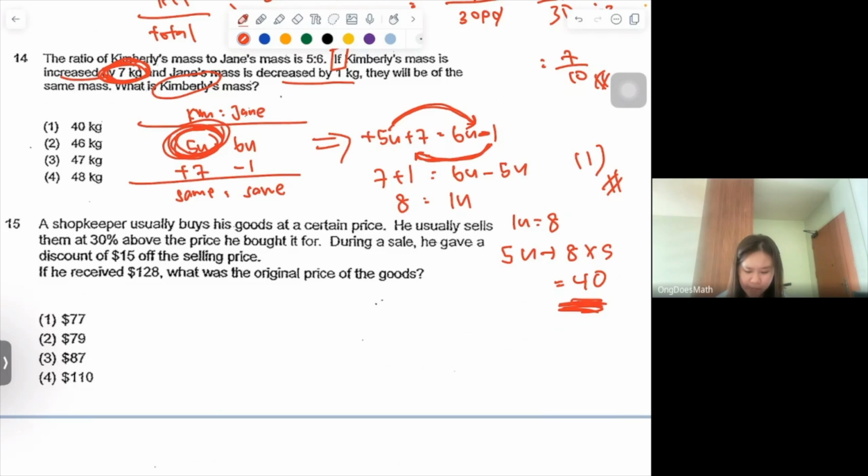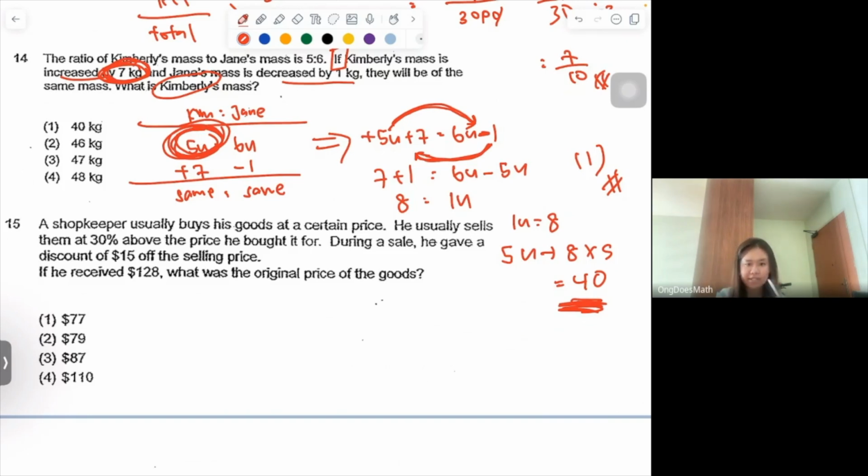Next, a shopkeeper buys his goods at a certain price. He usually sells them at 30% above the price he bought it for. During a sale, he gave a $15 discount off the selling price. If he received $128, what was the original price of the goods?